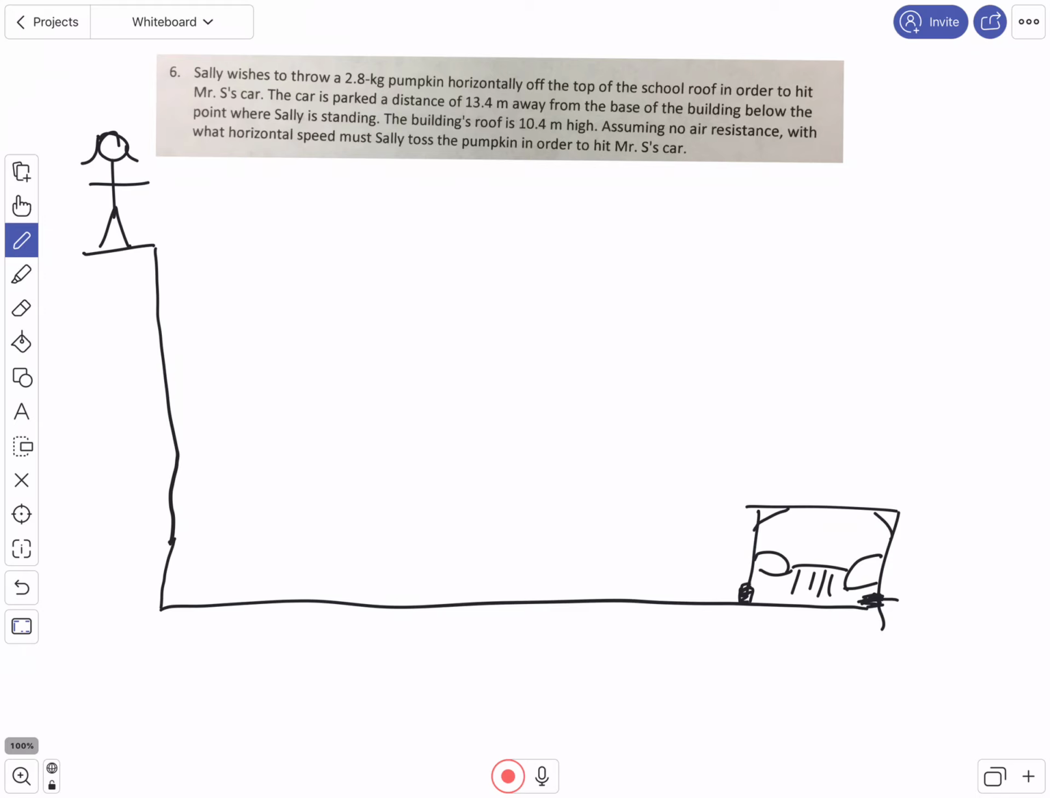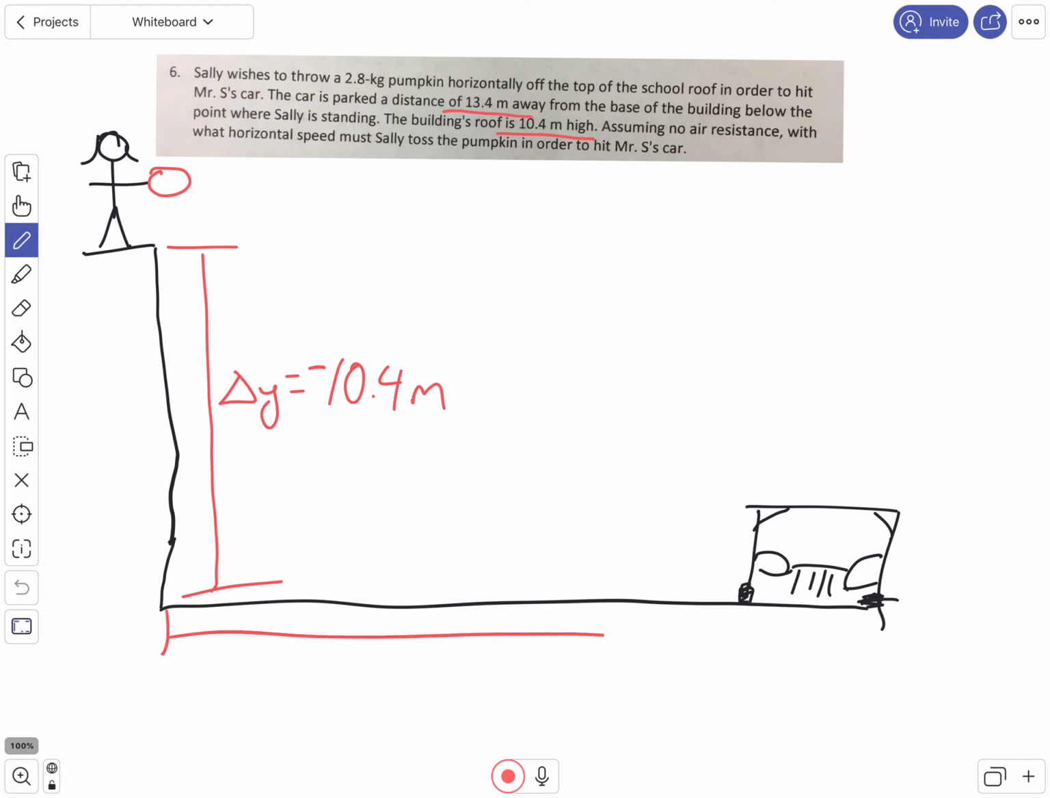So what are our givens here? We know that the change in height, our delta y, is equal to 10.4 meters. Now remember though, this is the pumpkin here. It's going to be going down, so it's a negative 10.4. We also know that the car is 13.4 meters away. So 13.4 meters is equal to our delta x.